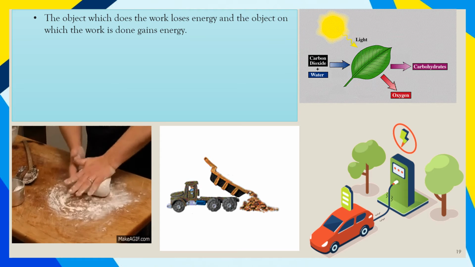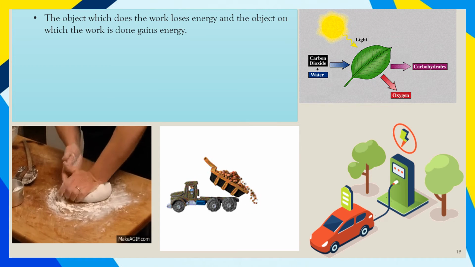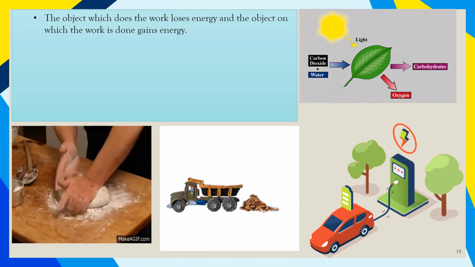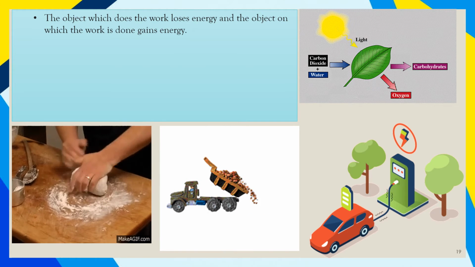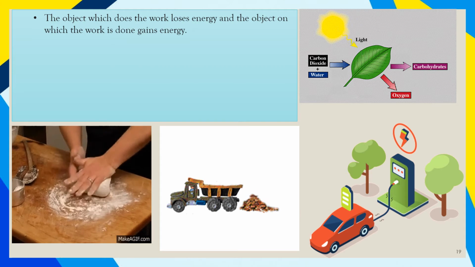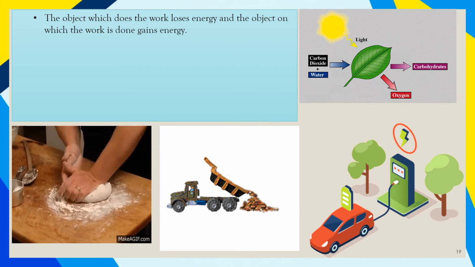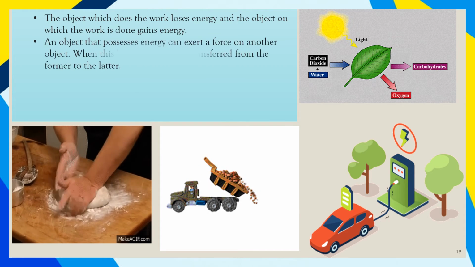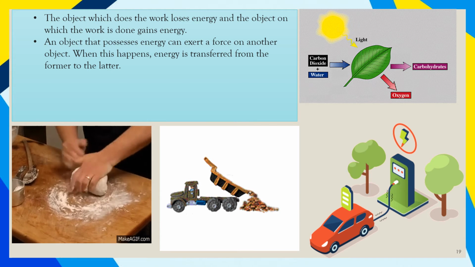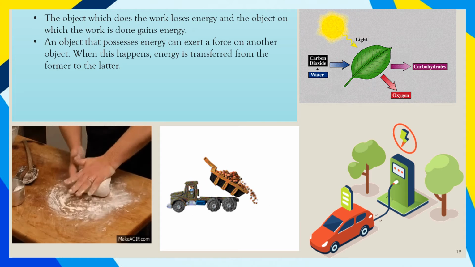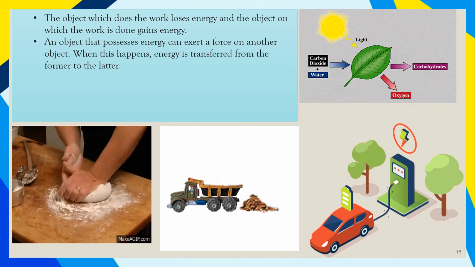So the object which does the work loses energy, and the object on which the work is done gains energy. Means if I am kneading the dough, I am losing energy, and the dough is gaining the energy. An object that possesses energy can exert a force on another object. When this happens, energy is transferred from the former to the latter.